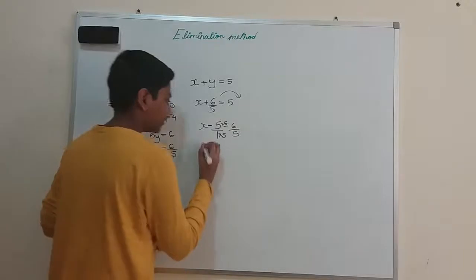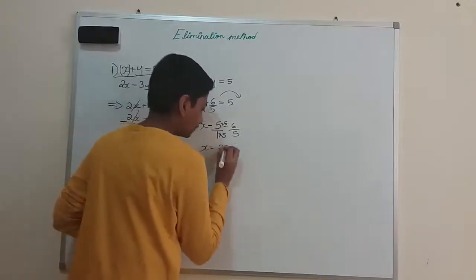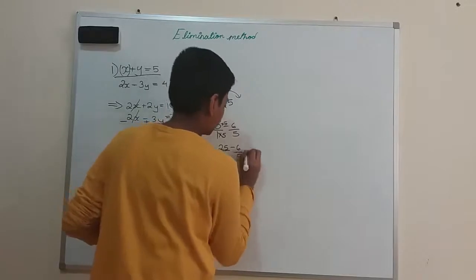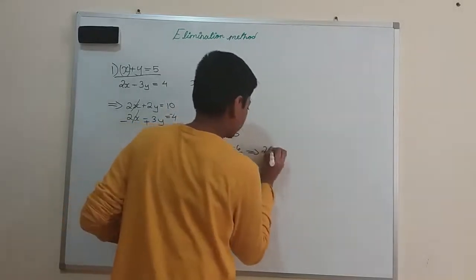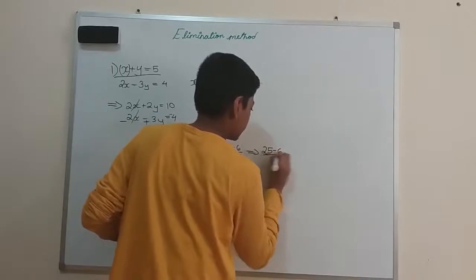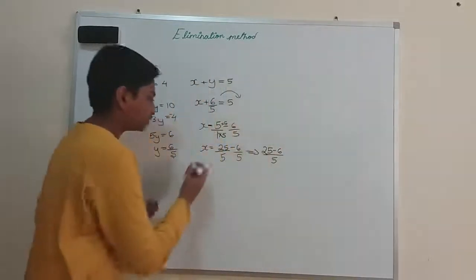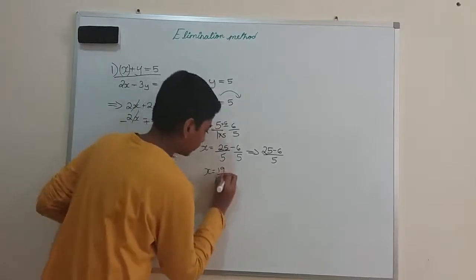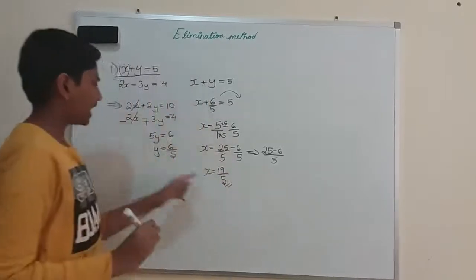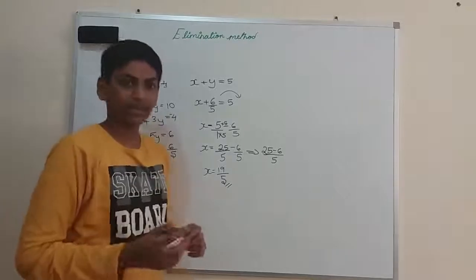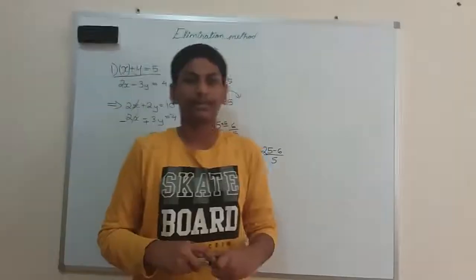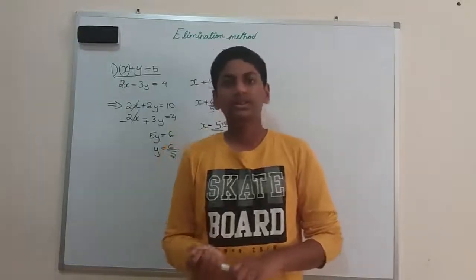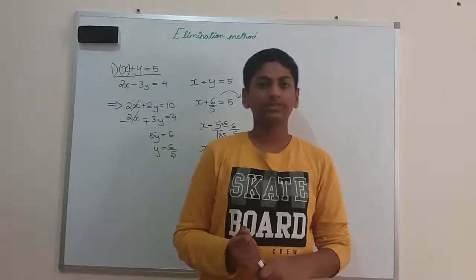So what will I get? x is equal to 25 by 5 minus 6 by 5, which will be equal to 25 minus 6 by 5. So what will be the answer for x? It is nothing but 19 by 5. Now we got the value for x and y. So this is how to verify our answer. By finding the x itself, we verified it, and this is how to use the elimination method. So let's solve some more equations under this topic.